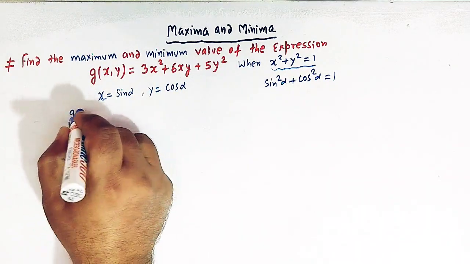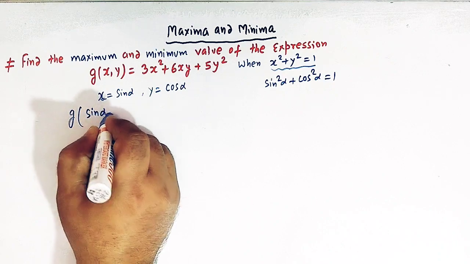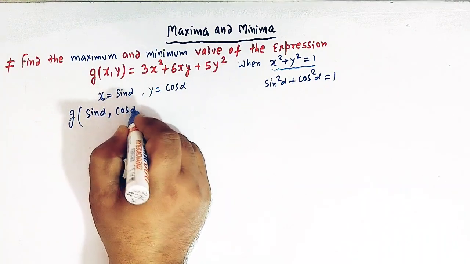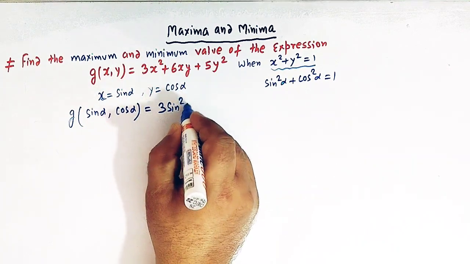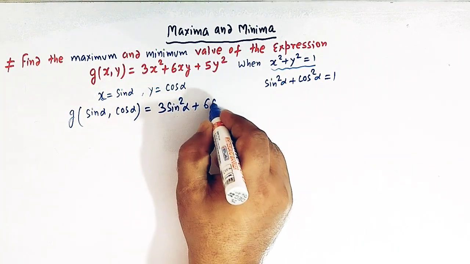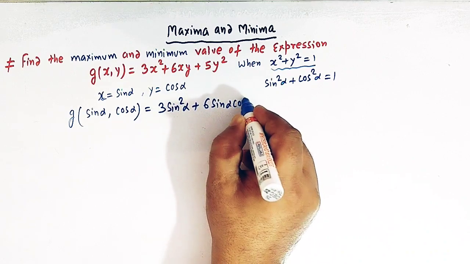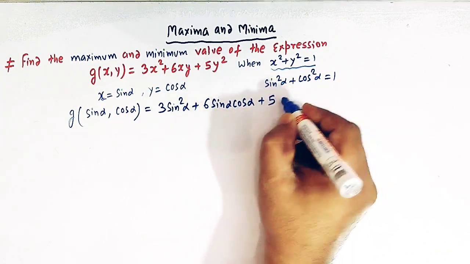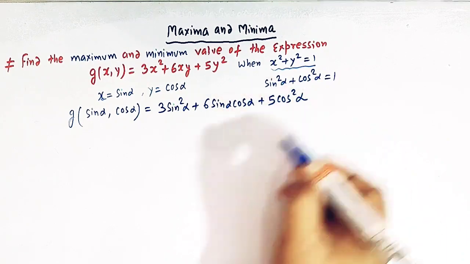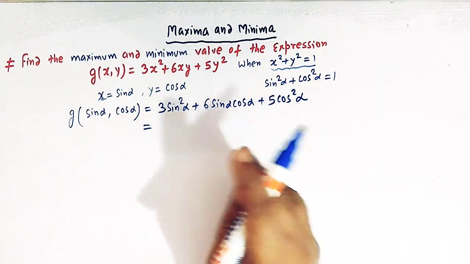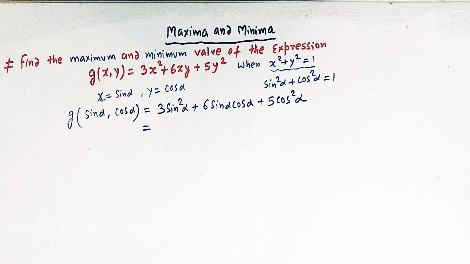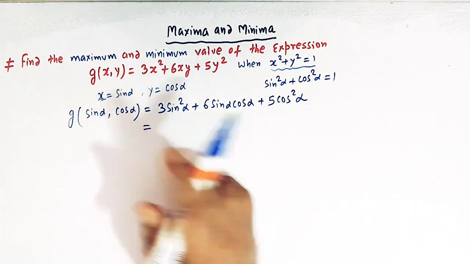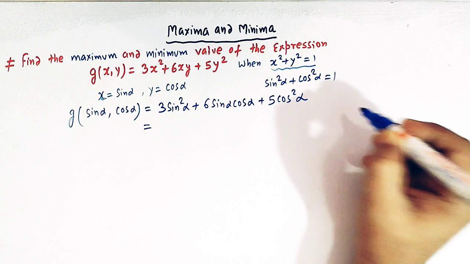So now we have g of sine alpha and cos alpha is equal to 3 sine square alpha, plus 6 times sine alpha cos alpha, and here we have 5 times cos square alpha, right? Now let us make use of some important identities from trigonometry.